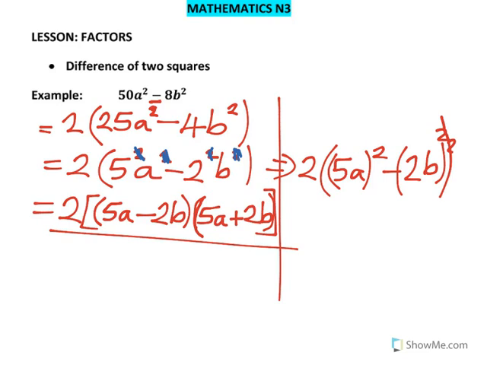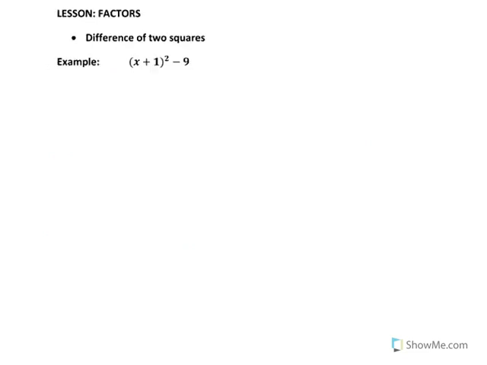Sometimes they can give you a problem whereby you need to factorize first by grouping, only to discover that it was a difference of two squares. Let us look at another type that they can bring, which is a hidden form of a difference of two squares, but it is also a difference of two squares. Let me write it big. It is x plus 1 squared minus 9.